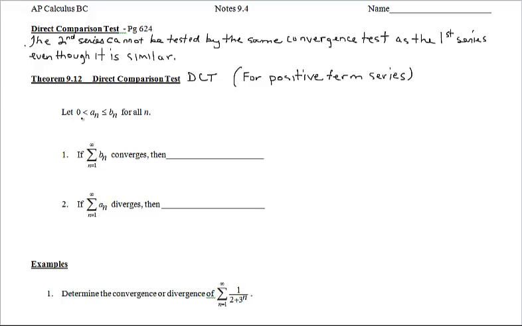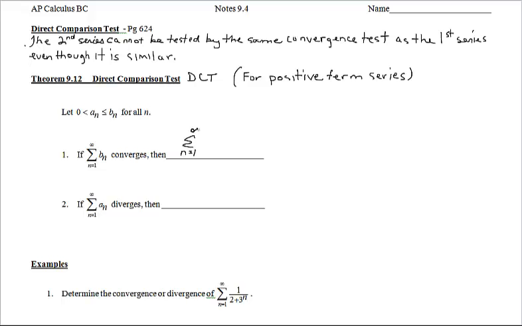Alright, it says let 0 be less than a sub n, less than or equal to b sub n for all n. If the series given by b sub n converges, then this test says that if b sub n converges and b is going to be larger than a, if b is already converging and a is a smaller series, then it must also converge.